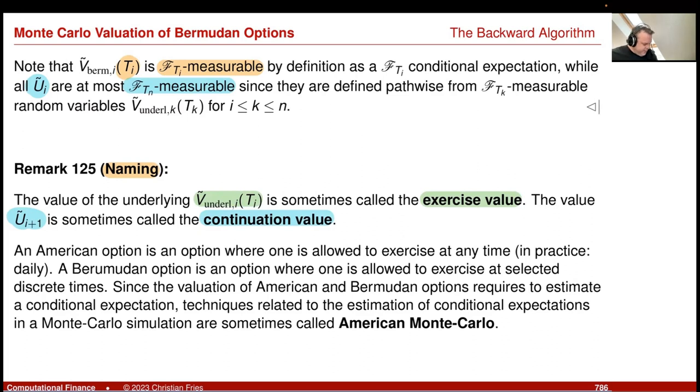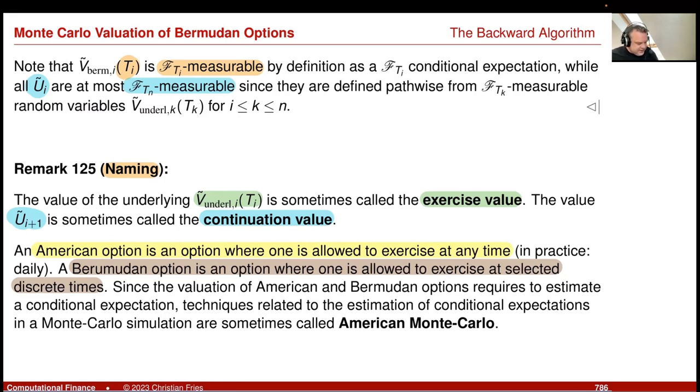I make this remark in the beginning. An American option is an option that is allowed to exercise at any time. A Bermudan option is an option that is allowed to exercise at selected times, at discrete times. If you look at what you see on the market, an American option actually also only exercises at selected times, because it exercises once a day at, say, a specific time. Sometimes this is the case.